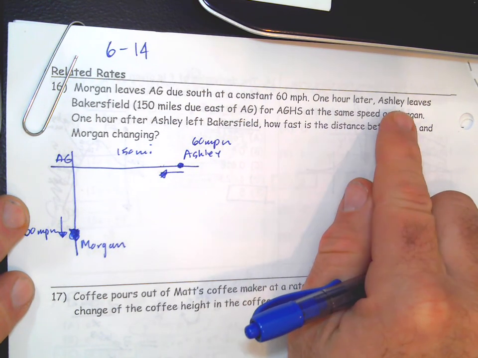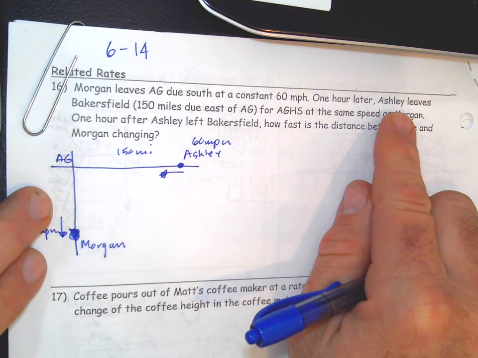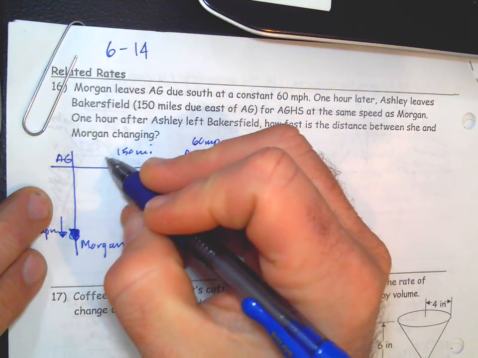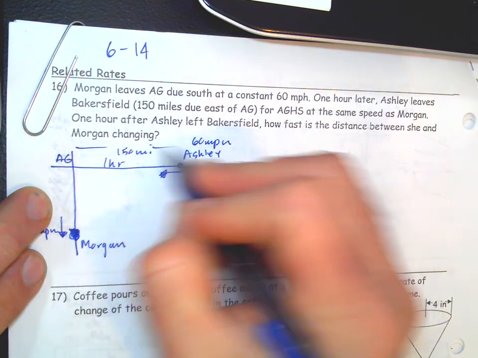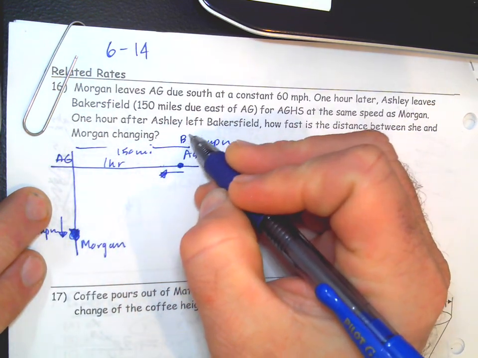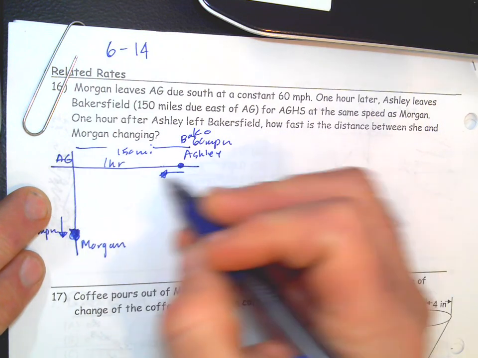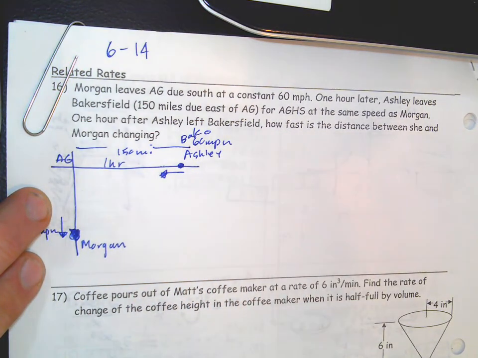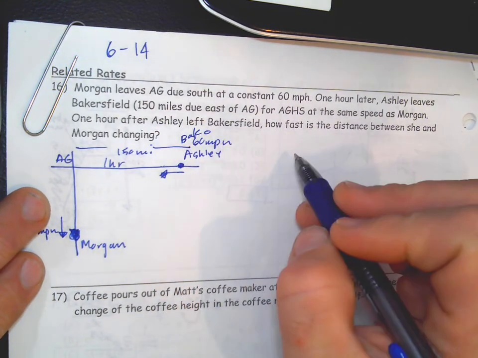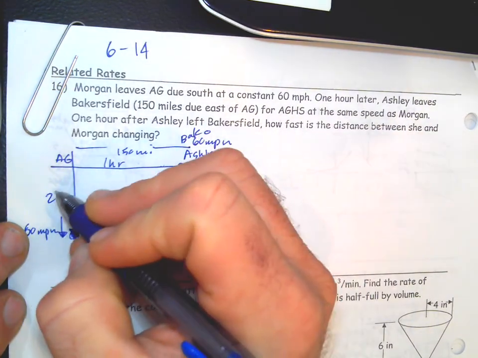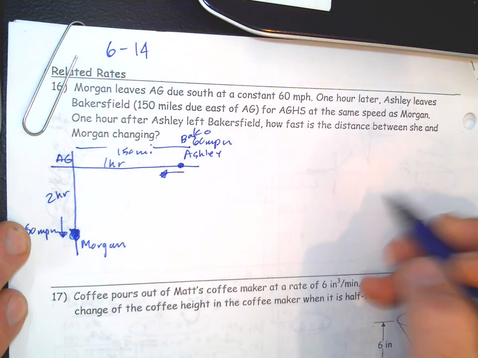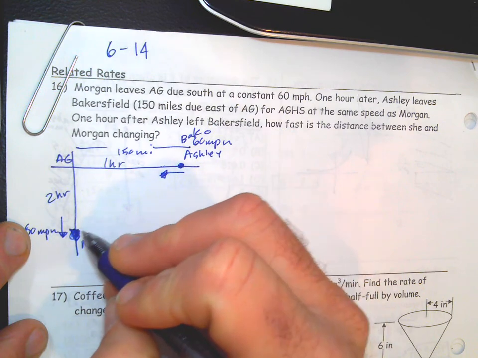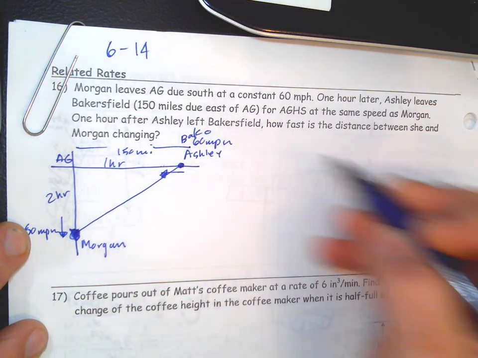Okay, so Morgan left earlier, and then we're saying 1 hour after Ashley left Bakersfield. So it's been 1 hour. So it was 150 to begin with to AG, but she's going to be closer than that after she's been traveling a while. So she's been going for 1 hour, 1 hour after Ashley left. That means that Morgan's been going 2 hours. I think that's good stuff to add to your picture. And it says, how fast is the distance between she and Morgan changing? So that'd be the length of this.